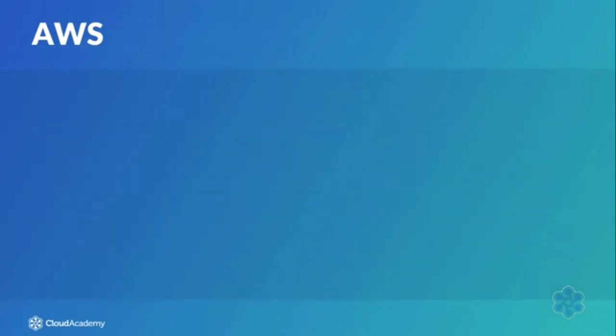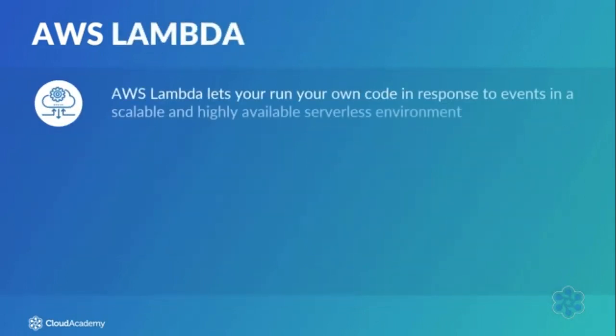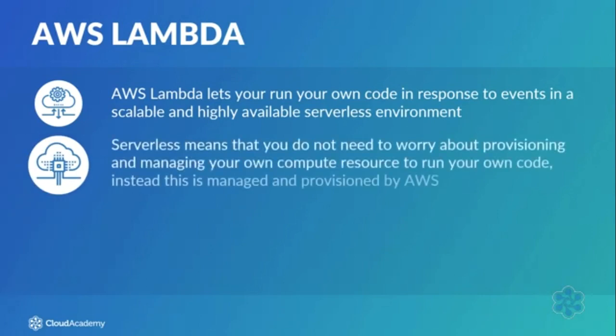Next was an overview of AWS Lambda, which is a service that lets you run your code in response to events in a scalable and highly available serverless environment. To reiterate again, serverless means that you do not need to worry about provisioning and managing your own compute resource to run your own code. Instead, this is managed and provisioned by AWS.